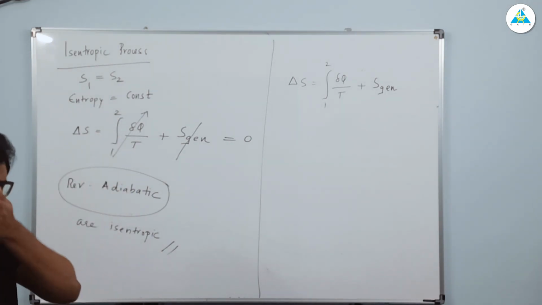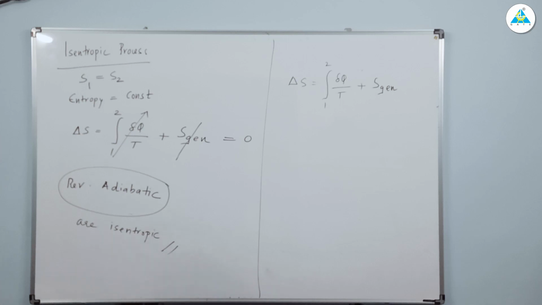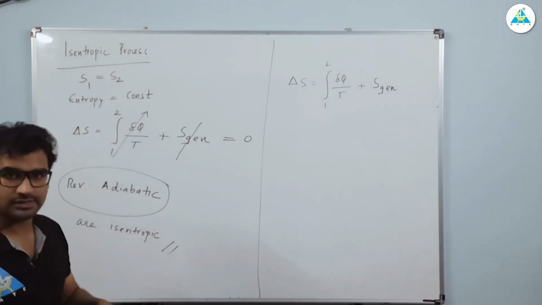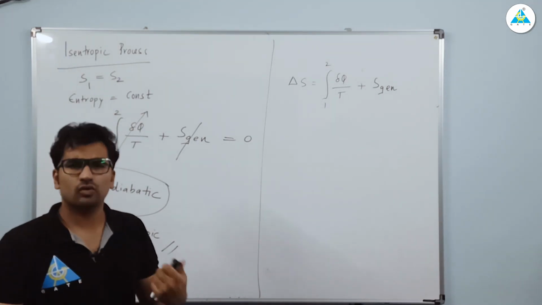So my question is, I can say all the reversible adiabatic processes are isentropic. Can I say the opposite? That is my question. Can I say all the isentropic processes are reversible adiabatic? I can say all the reversible adiabatic is isentropic, but can I say the opposite? Always it may not be true, right?